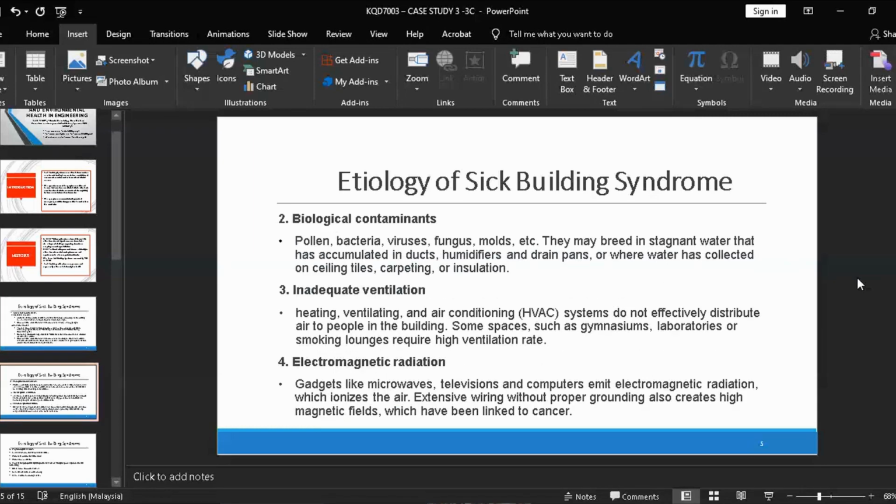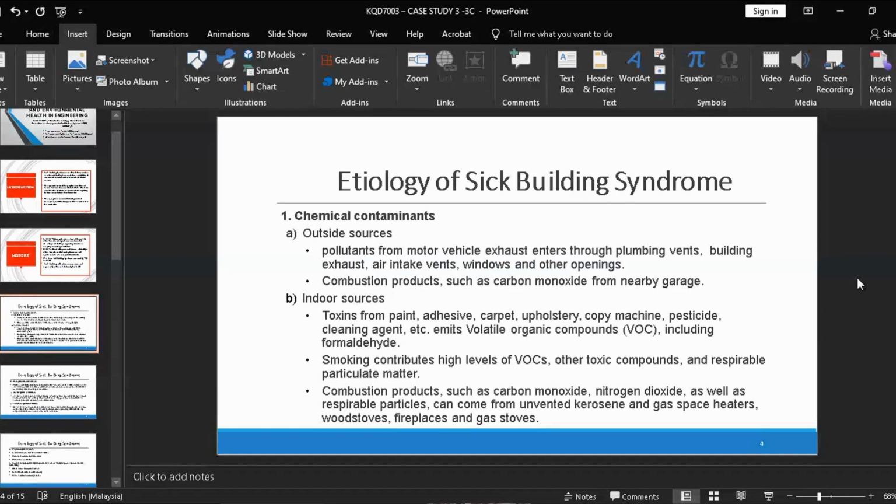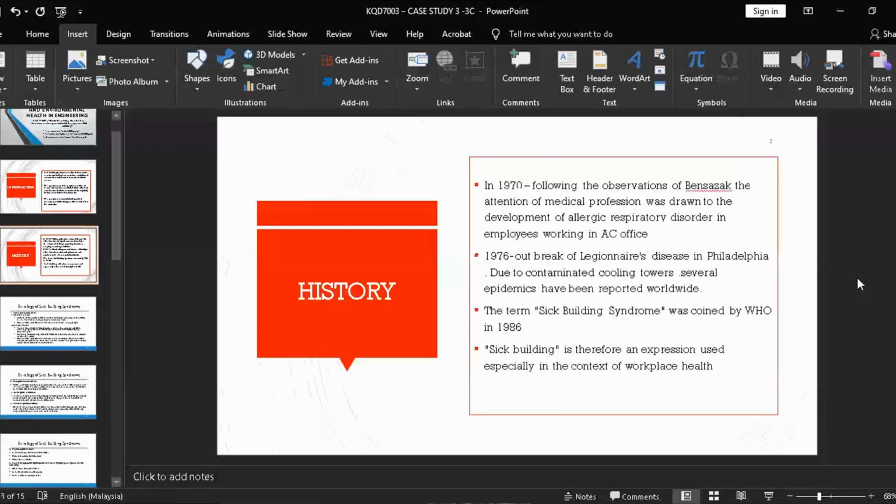All right, biological contaminants. You did mention Legionella. Let's take the slide before this. This one, 1976. So Legionnaires' disease in Philadelphia is not considered a sick building syndrome. It's called a building related illness, because if you look at the definition of sick building syndrome, go back one slide.